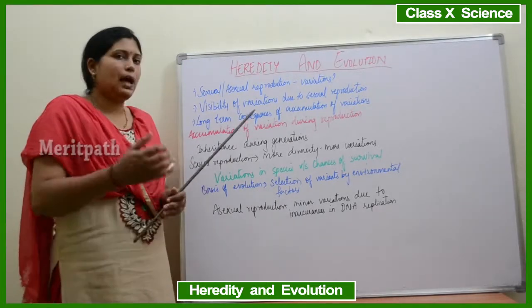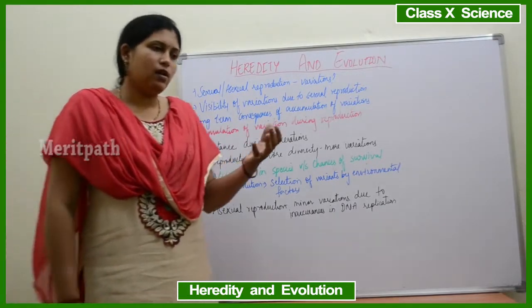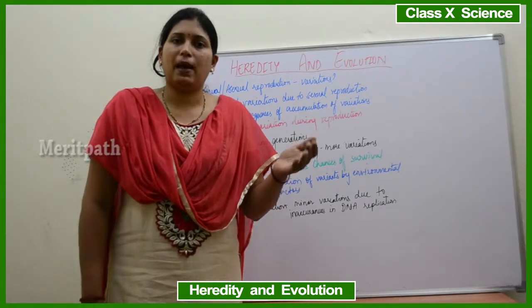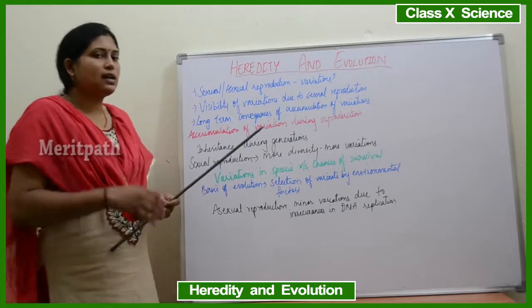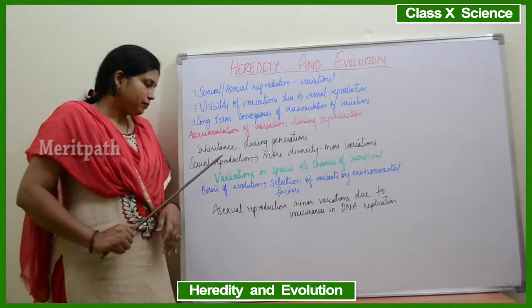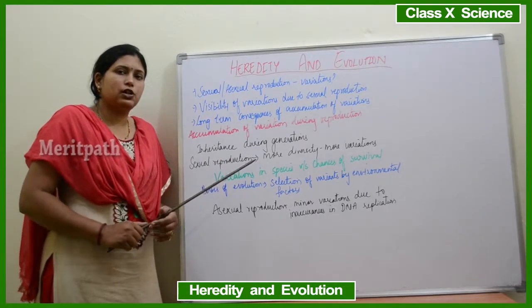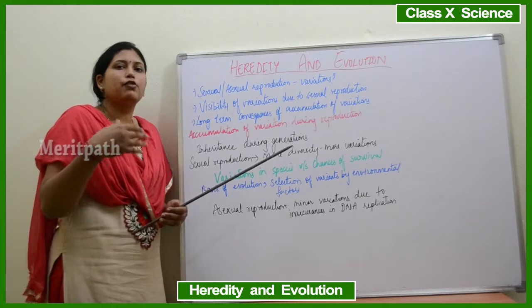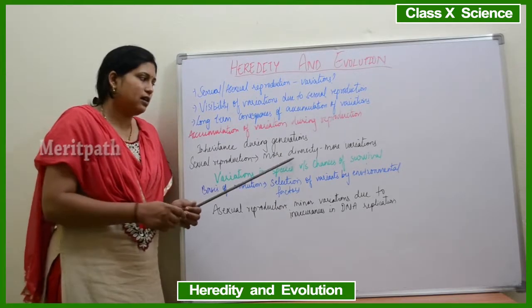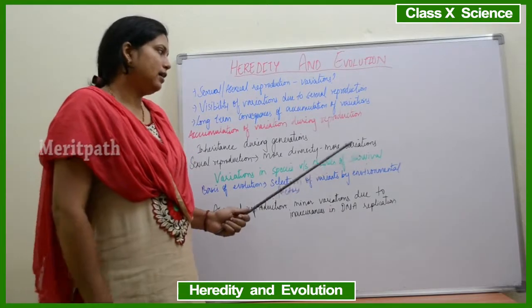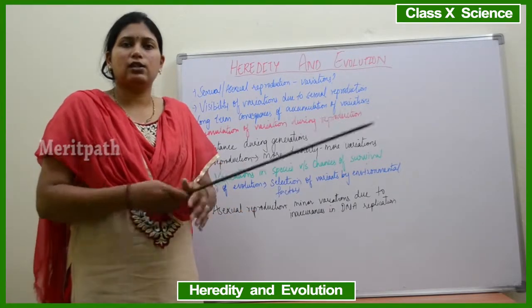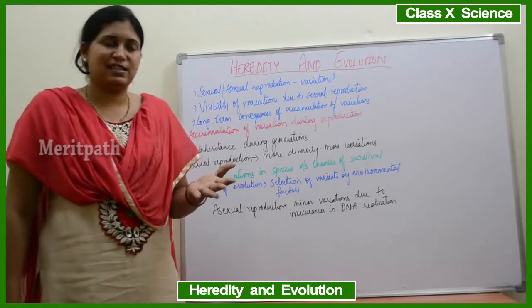See, inheritance happens during the generations. That is, traits will be inherited from the parents to the offspring, generation after generation. This is a continuous process. In sexual reproduction, we will have more variations, more diversity. More diversity means more variety, new variety, and thereby more variations occur, more inherited new traits come.